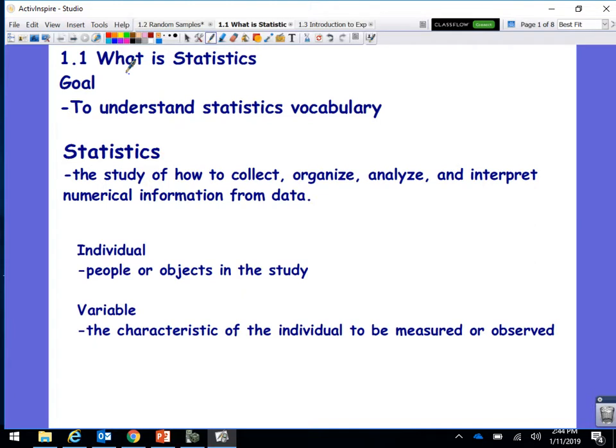Statistics is basically the study of collecting, organizing, analyzing, and interpreting numerical information from data. Within your statistics, you're going to have some sort of individual. Now, that is either a person or maybe objects that are in the study. Even though it's individual, it doesn't have to be a person. It could be maybe types of cars, which is an object. Variable is the characteristic which you're trying to measure, or that maybe you just might sit back and observe.